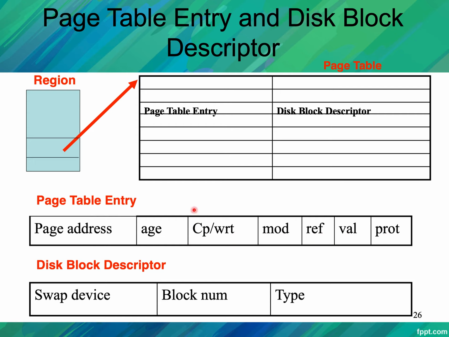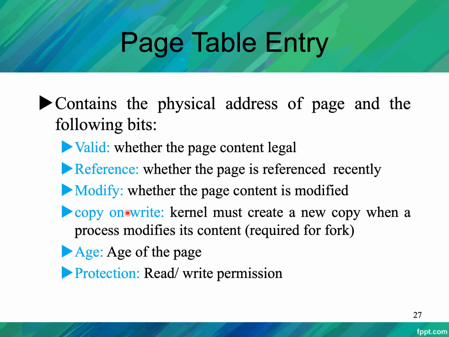Then for the disk block descriptor, we have the swap device and swap device number. Swap device number means more than one swap device may be available in a system. So which swap device it belongs to, and which block number it is present in. Block number is like the direct block, indirect block. So in which block it is available, and what is the type of the block. So these details are maintained in the page table entry and the disk block descriptors.